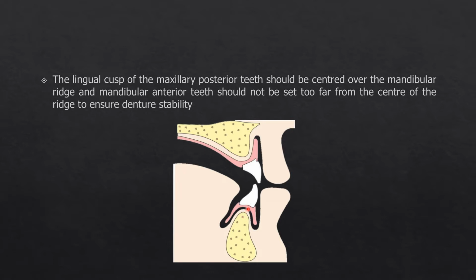They cannot be placed too far anteriorly because the action of the orbicularis oris muscle and the mentalis muscle will push or create instability in the denture. Whereas the maxillary teeth are set slightly labial or facial to the crest of the maxillary ridge, because the maxilla is resorbed and is smaller in size, and also at an angulation of 15 to 20 degrees to create an overjet.